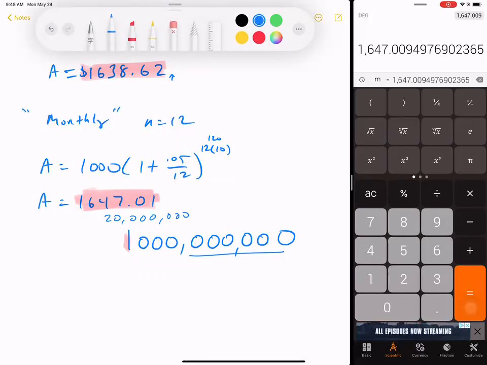You might not care, but for me, $20 million, I'll take your scraps, no problem.